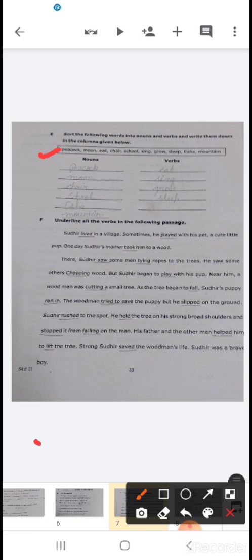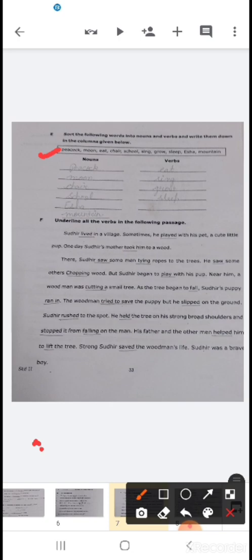Now next is school. School is also for a place. So here we write school in the nouns. Now next is sing. Sing is an action. Sing shows an action. So it comes in the column of verbs. Next is grow. Grow is also an action. So we use grow in the verb column. We write grow in the verb column. Again sleep. Sleep is also showing an action. So we write sleep in the verbs column.